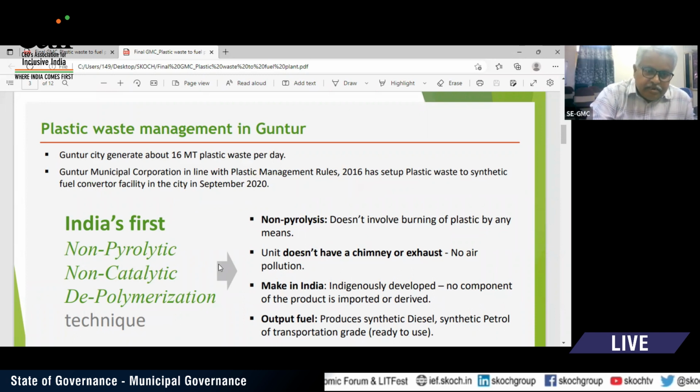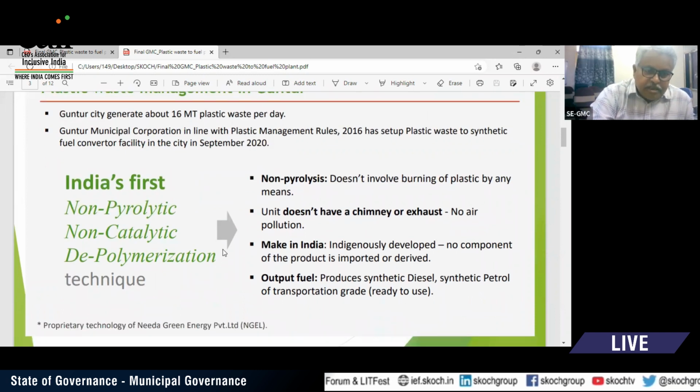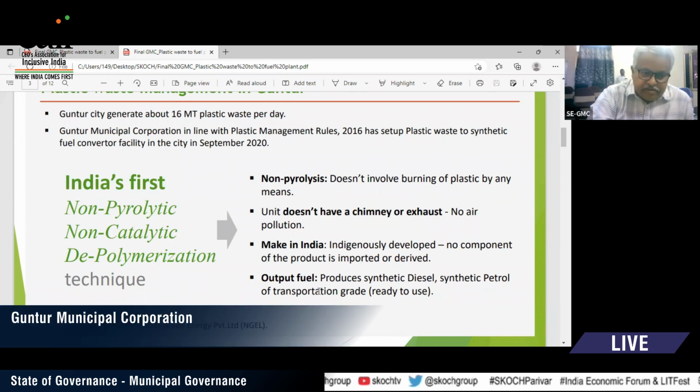It's a new technique, sir. It's a first. It's a non-pyrolytic, non-catalytic depolymerization technique, sir. It's non-pyrolysis, it doesn't involve any burning of the plastic, sir. So there are no emissions. It doesn't need any chimney or exhaust, thereby no pollution. It's an indigenously developed technology, sir. It's not imported or derived. So it produces synthetic diesel, which is being used for transportation of our solid waste vehicles.